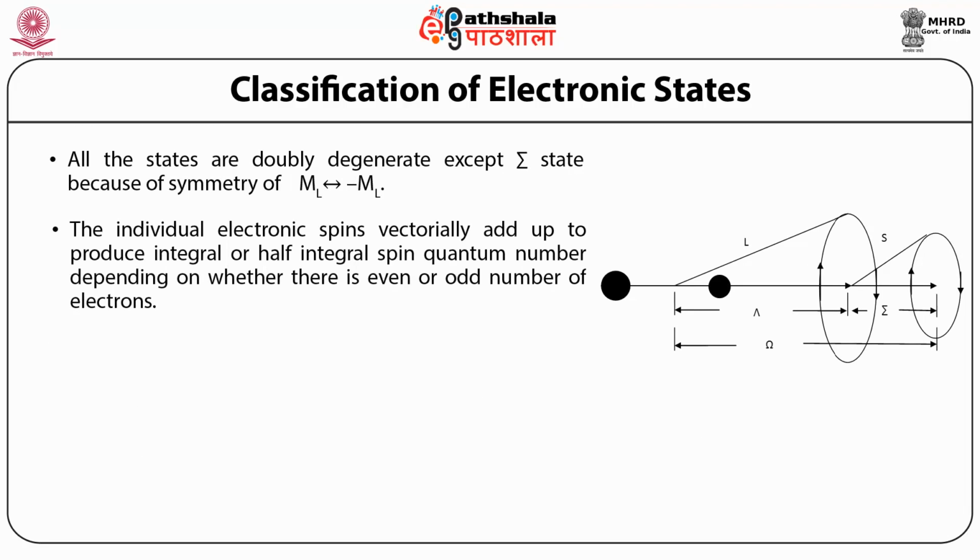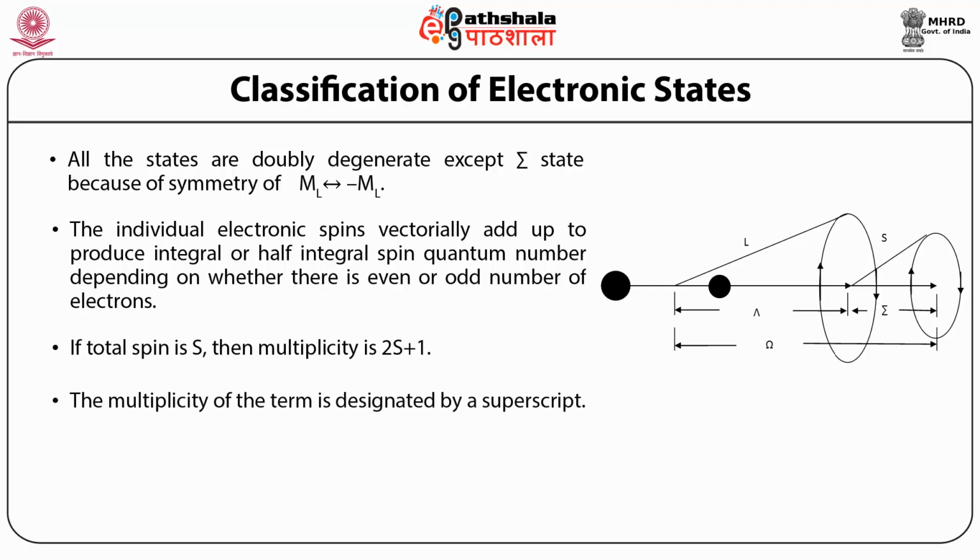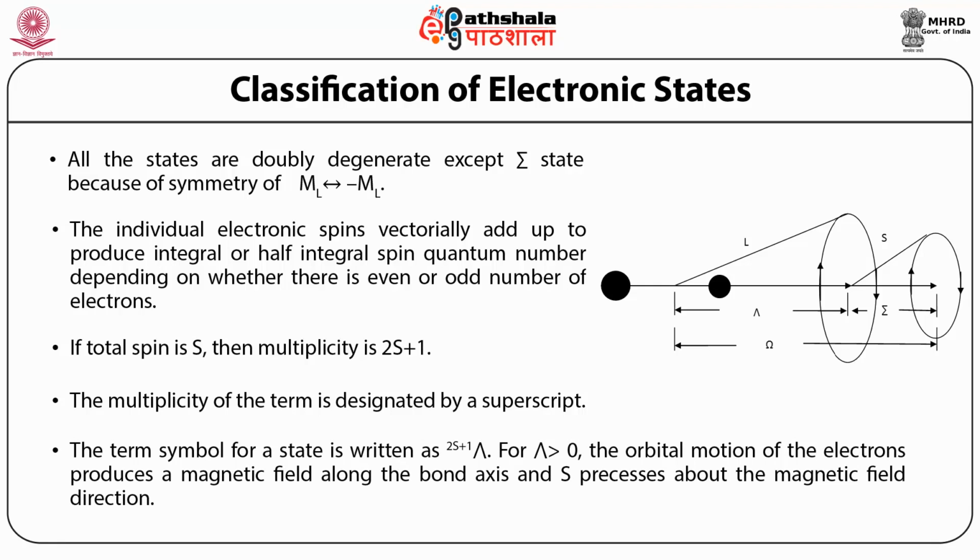The individual electronic spins vectorially add up to produce an integral or half-integral spin quantum number, depending on whether there is an even or odd number of electrons. If the total spin is S, then the multiplicity is 2S plus 1. The multiplicity of the term is designated by a superscript. The term symbol for a state is written as lambda with superscript 2S plus 1. For lambda greater than 0, the orbital motion of the electrons produces a magnetic field along the bond axis, and S precesses about the magnetic field direction.